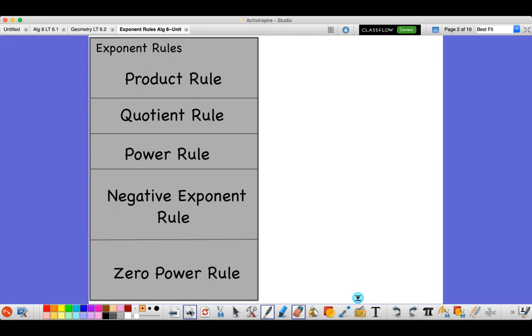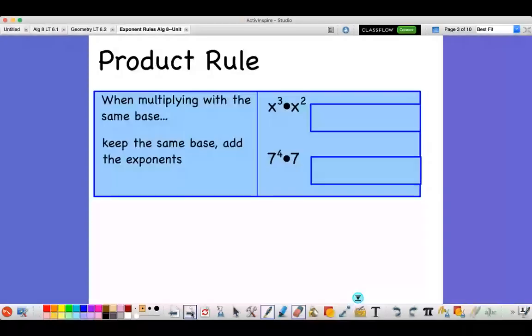So this week, we are going to be learning about some exponent rules. And so we've got 5 rules that we're going to cover today. And all week long, you're going to have some practice with all 5 of these rules. So let's get started. At the top of your paper, I want you to write down the title for this, product rule. You could write down exponent rules too if you wanted.